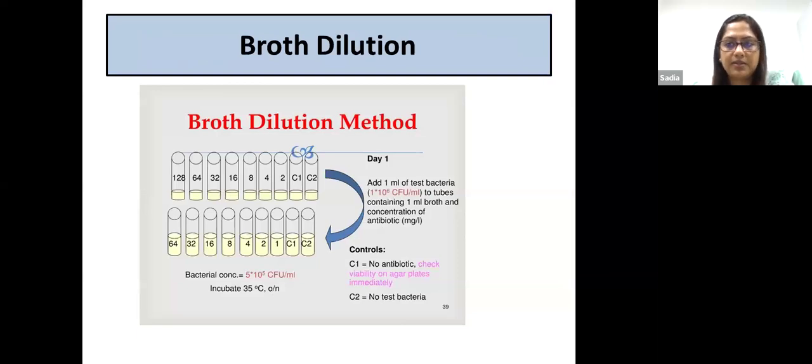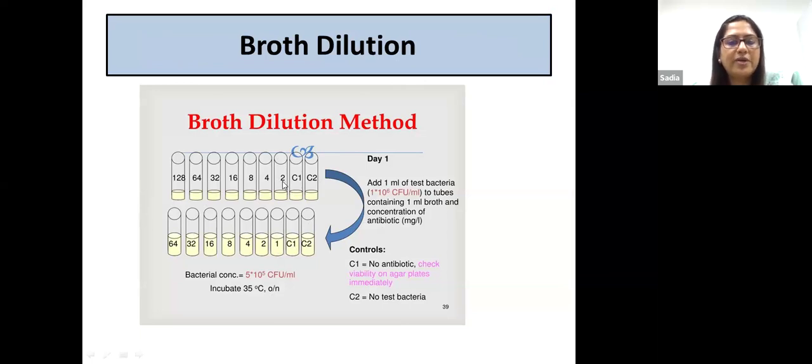Coming to the second method, that is broth dilution. Now, if you see this image itself, it scares you because it is kind of complicated, right? So you could take many, many tubes in which you will have different concentrations of antibiotics. If you see over here, we have written C1 and C2 are your controls, and all the others are your concentrations of antibiotics.